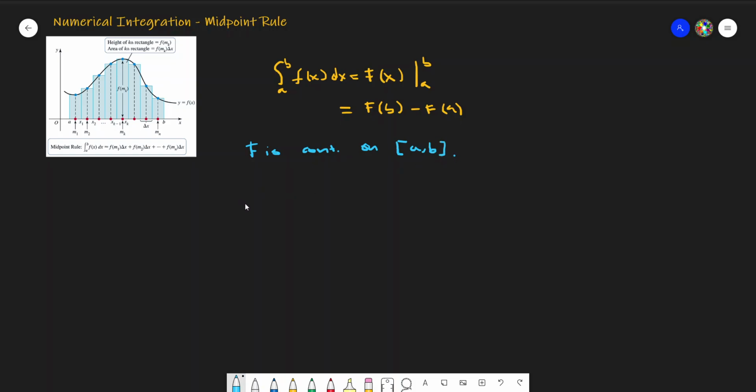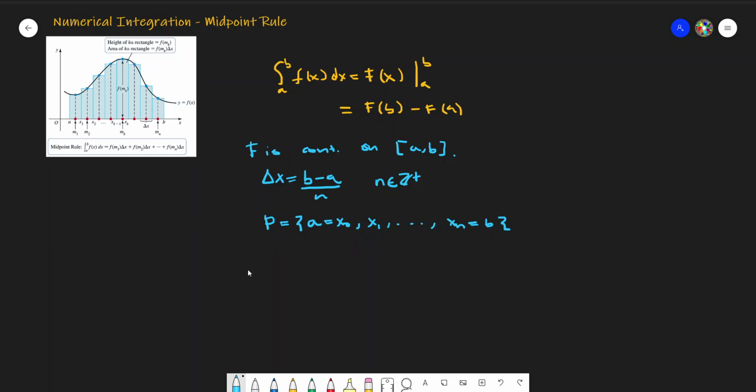Now from there, we'll create some delta x, which is just b minus a over n, where n is a positive integer. Then we need to consider the partition. The partition is a equals x0, comma, x1, and then furthermore the xn will be equal to b. That assumes that a is less than b.